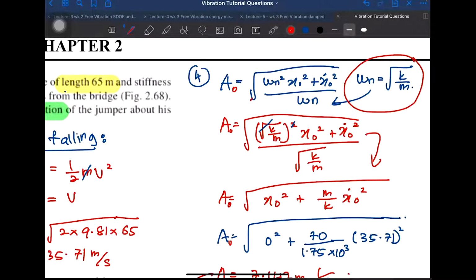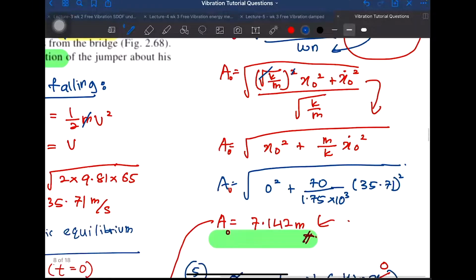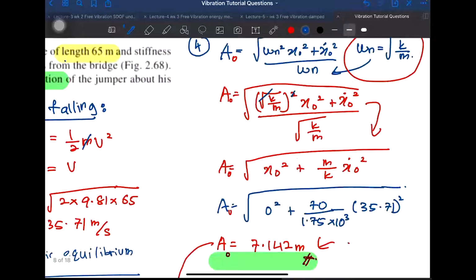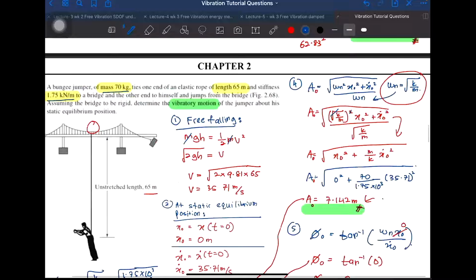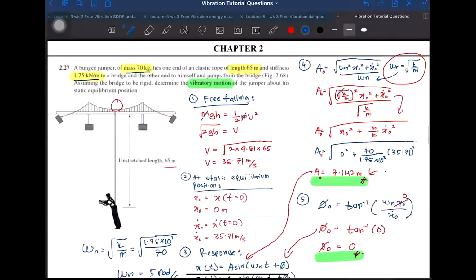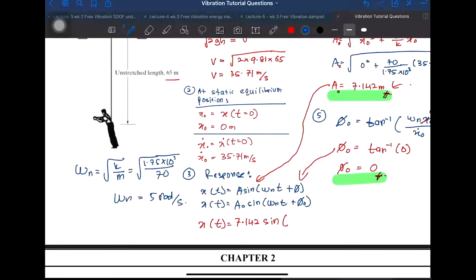Okay, then wait, calculate back. Do I get 7 point something? Divided by, yes, that would be 7.142. I'll get the formula back, is it? Yes. Okay, sorry, my bad, I didn't realize. It's fine, sir.